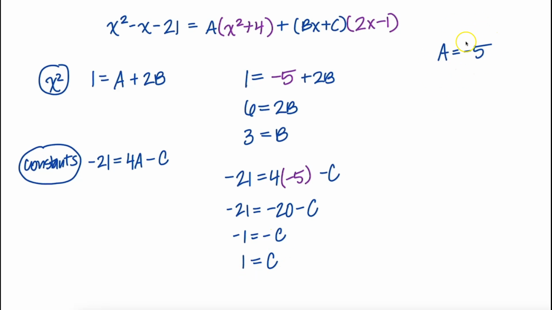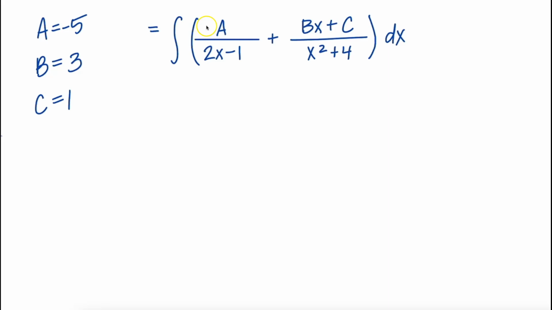So I have all of my missing constants a, b, and c to substitute back into my partial fraction decomposition. Here are my two partial fractions. I'll go ahead and replace a with -5, b with 3, and c with 1. And so now our job is to integrate this. Well, this first term is similar to the previous example. It's going to become a natural log.